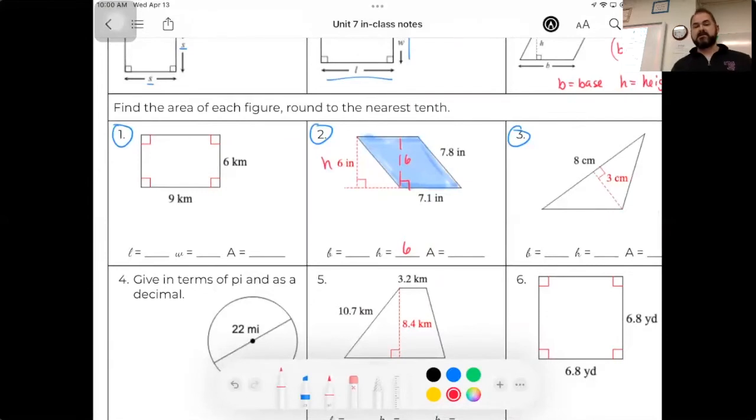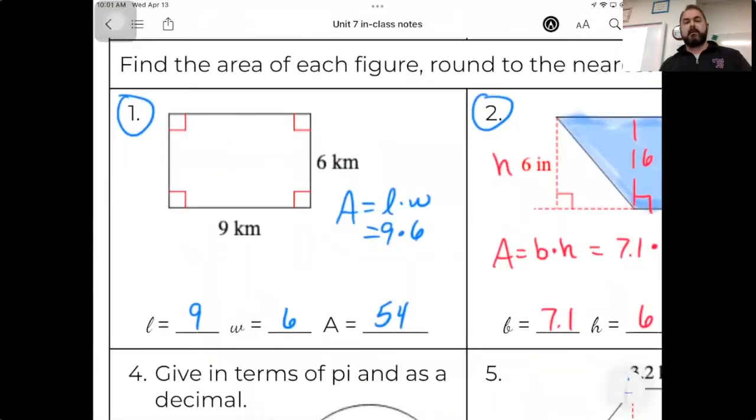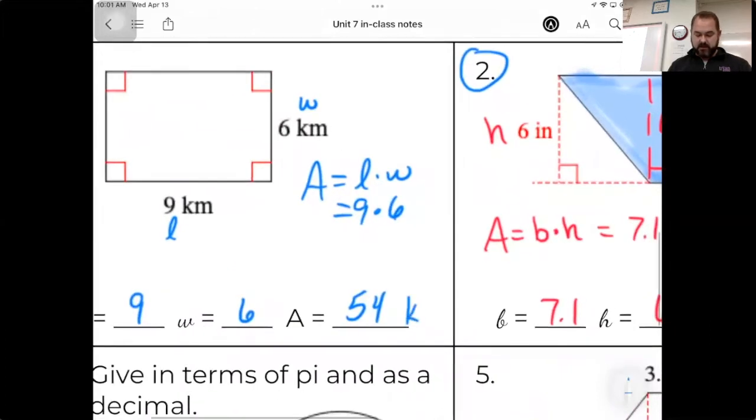All right, these are the answers we should have. For number 1, we should have an area of 54. Okay, if I think of the length as 9, the width of 6, when I do area of a rectangle, that's length times width. 9 times 6 is 54. If we were doing units of measure, we would call that 54 kilometers squared, because you're doing kilometer times kilometer.